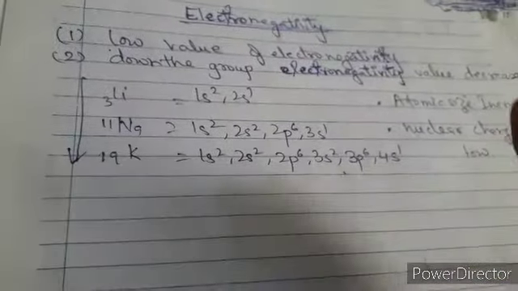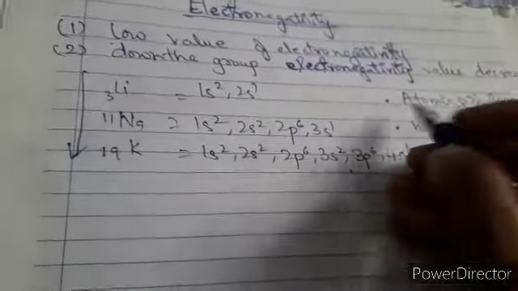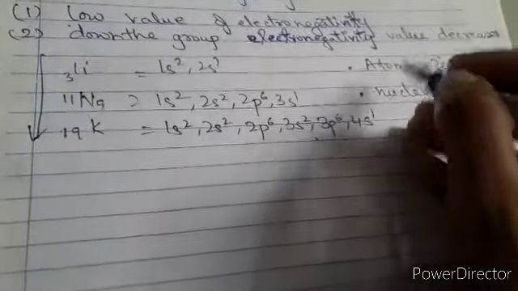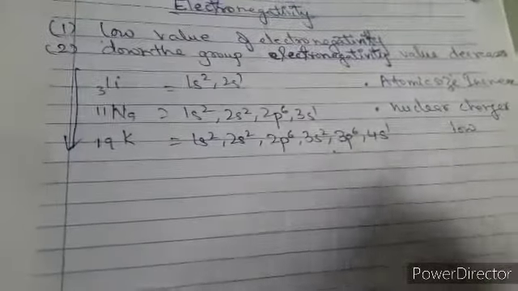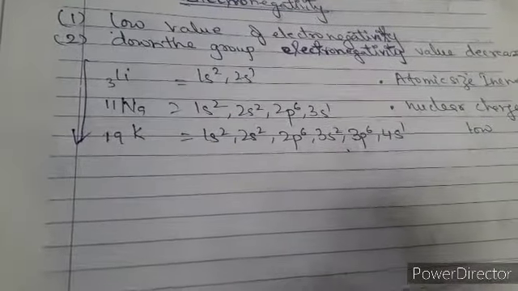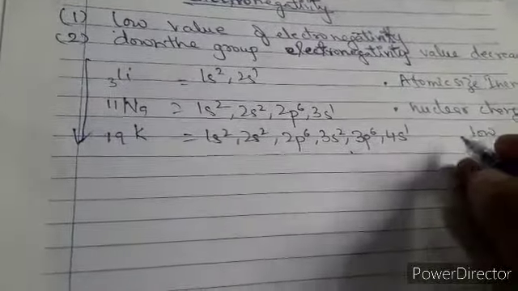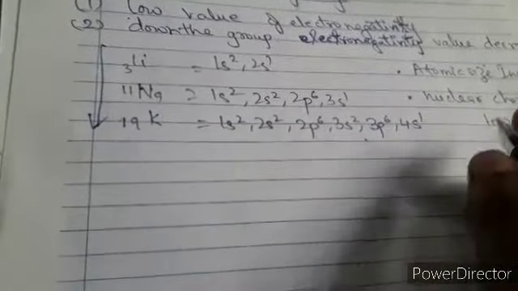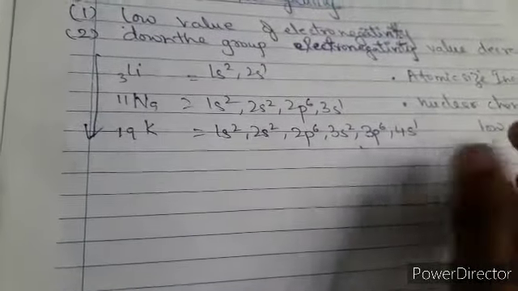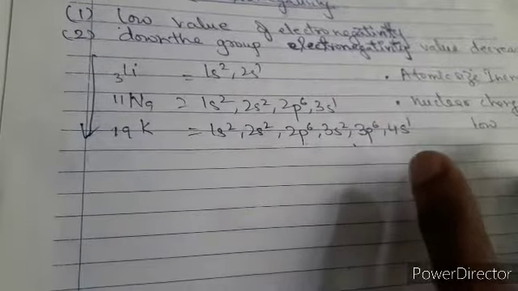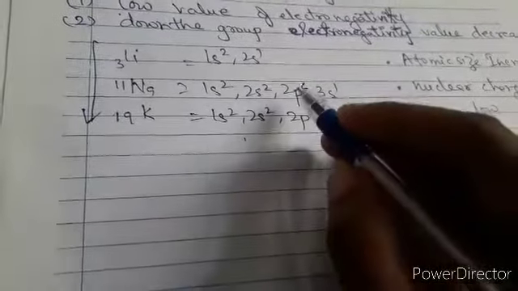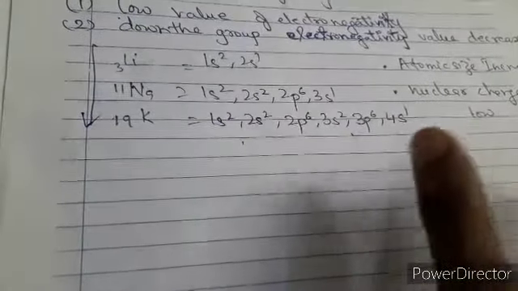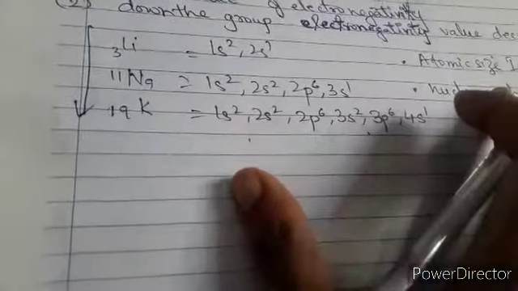Every time the nuclear charge is increasing, but because the atomic size has increased due to the number of shells increasing, the effective nuclear charge has decreased. So the attraction of electrons by the nucleus also decreases. That's why they possess a low value of electronegativity. So you are getting my point. When you move from top to bottom in a group, the value of electronegativity decreases. This is the point which we have to discuss.